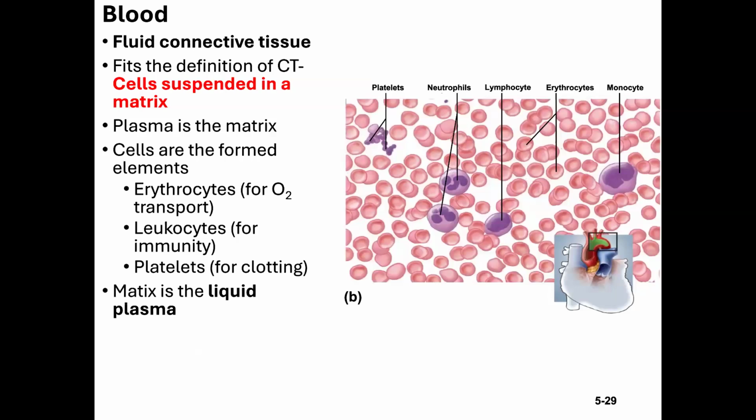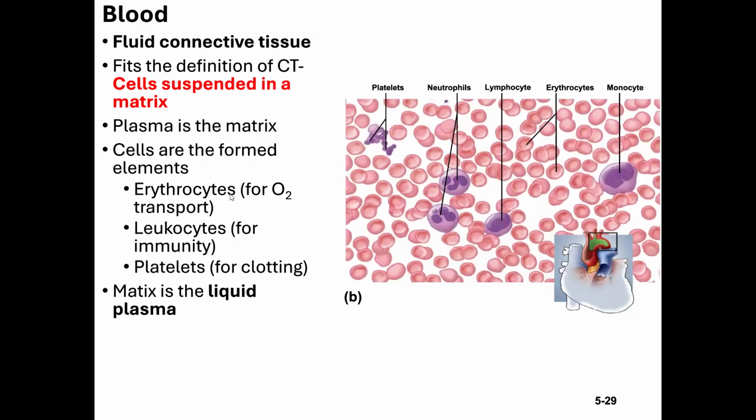Let's move on. Blood. Blood is connective tissue. Fits with the definition: cells suspended in a matrix. And I told you plasma is the matrix. The cells are red blood cells, white blood cells. What do the red blood cells do? They carry oxygen. What does the white blood cell do? They fight. They are your defense. They are your soldiers. And what do platelets do? Blood clotting. Correct.